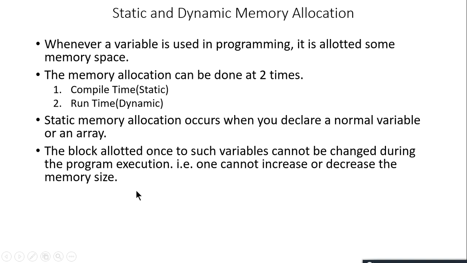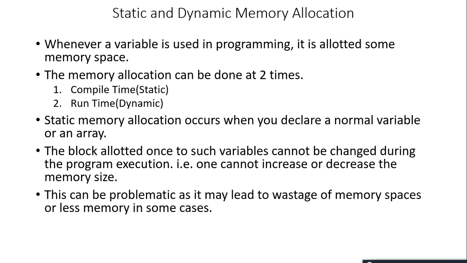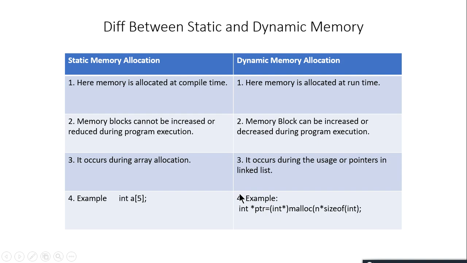What does that mean? Let's say I have declared an array int a[5]. So 5 blocks of 4 bytes each are allotted to your array. Now these blocks cannot be increased or decreased during the whole execution of your program. This can be problematic as it may lead to wastage of memory space, or less memory in some cases. Let's see how it actually happens.